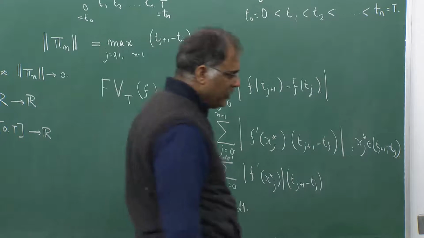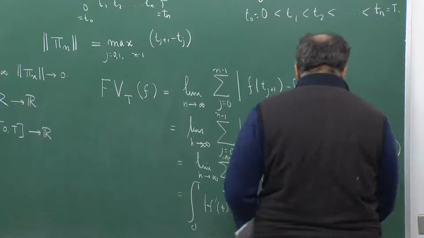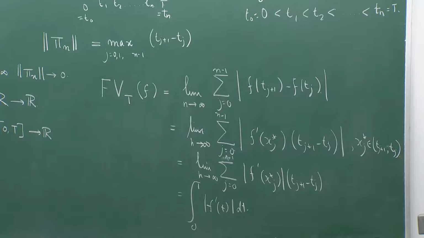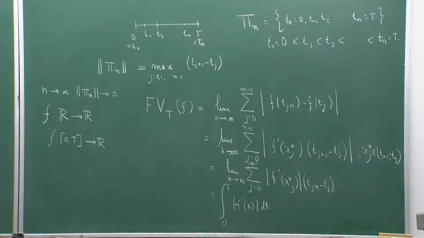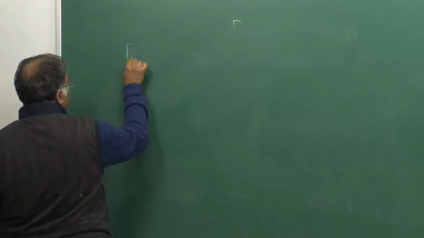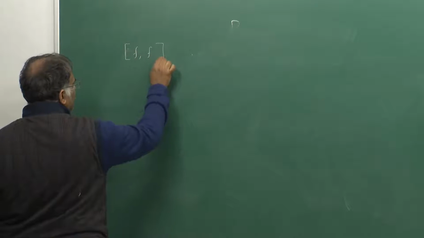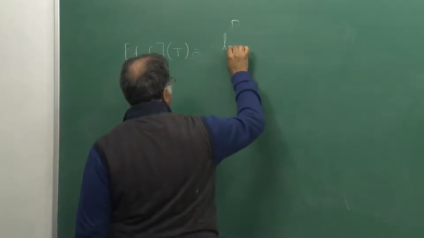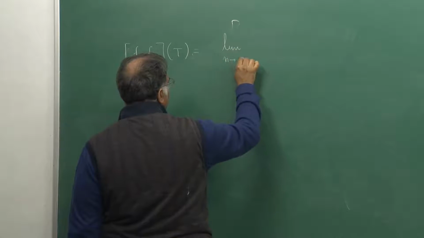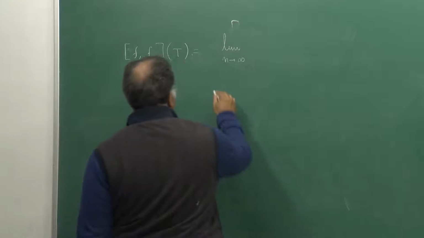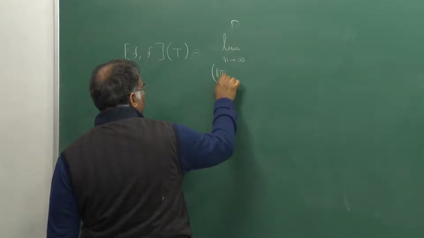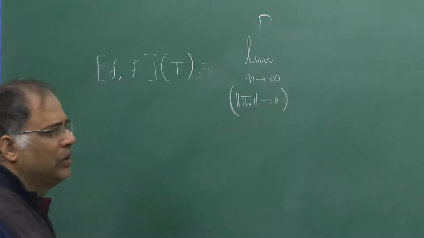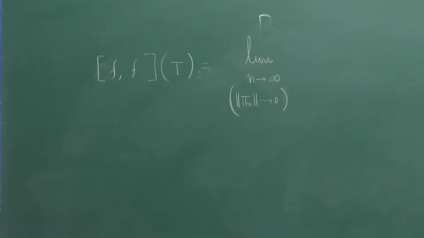So let us come to the definition of the second variation. What is the meaning of the second variation of a function? Of course, you will do a little bit of jugglery. So let us look at the second variation or the quadratic variation. Quadratic variation is usually symbolized like this, and this is written as limit n tends to infinity, which is the same as writing norm of pi n tending to 0. Either you write that or you write that.